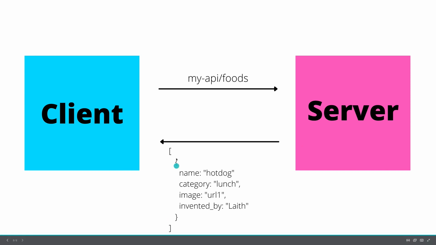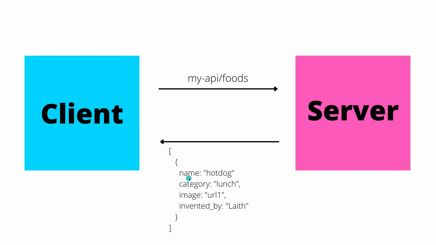So it could look something like this. It could look like an array of objects where the object has a name, which is the food itself, hot dog, category, lunch, image, some sort of URL, and then an invented by. Maybe we want that type of information. And it sends that array to the client. And then the client is going to go ahead and do whatever it is that it's going to do with it. Maybe it's going to iterate over the array and render it.